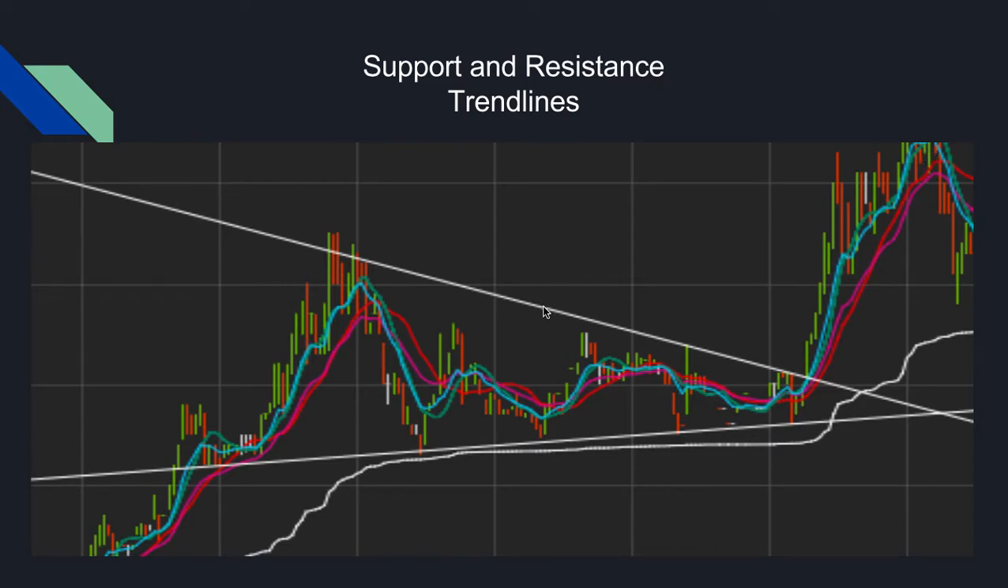The one on the top is the resistance trend line and the line on the bottom is the support trend line. The support trend line carries the price upwards and brings it towards the resistance trend line, and then the resistance trend line brings the price towards the support trend line, which caused the price to spike right here because there was a small breakout above the trend, above the resistance.